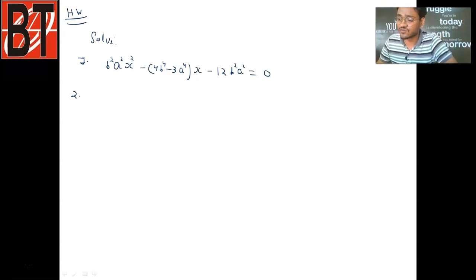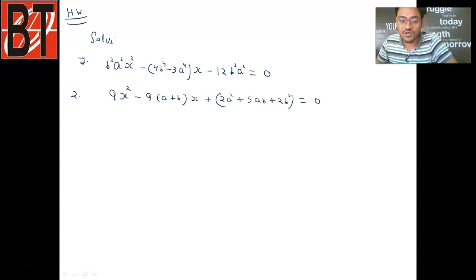Let me give you the next one also, students. This question is again a very nice question. 9x square minus 9 times (a plus b) x plus 2a square plus 5ab plus 2b square. This complete is the constant term, equal to 0. Obviously the answer will be in the terms of a and b, so there should be no confusion in this. These are the two questions for your homework.